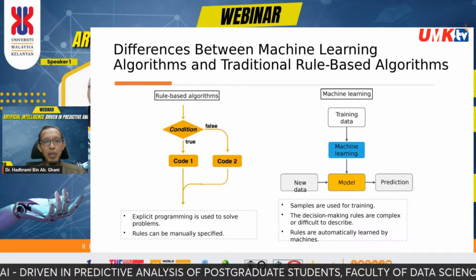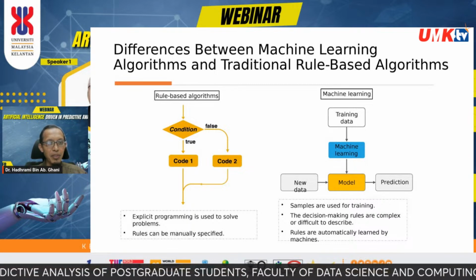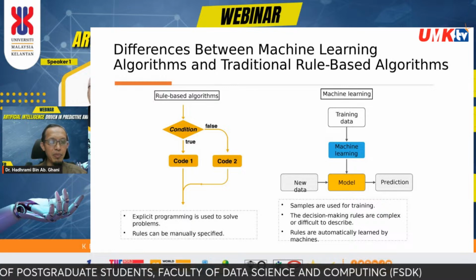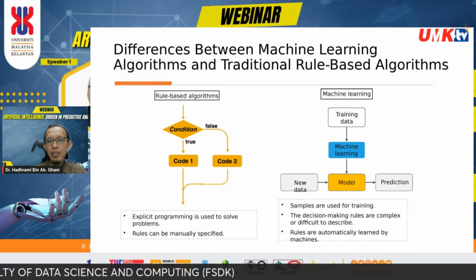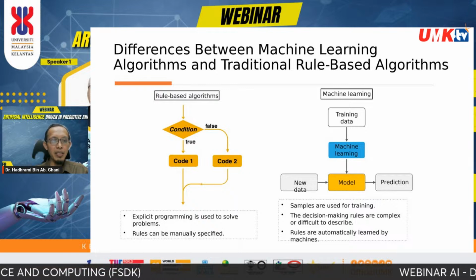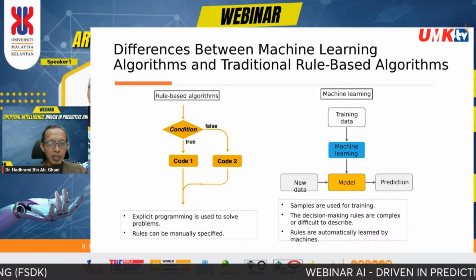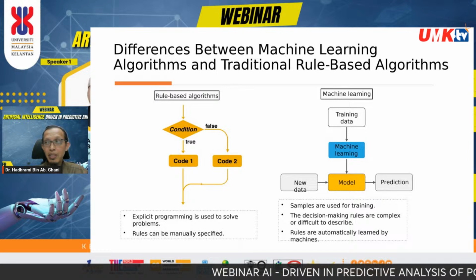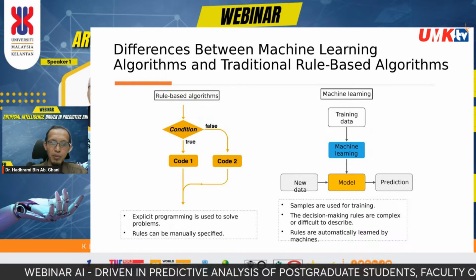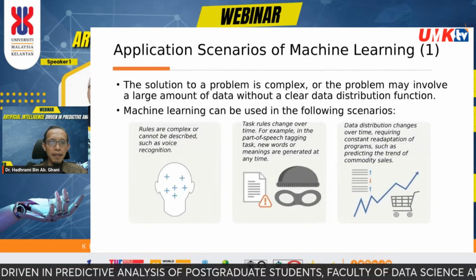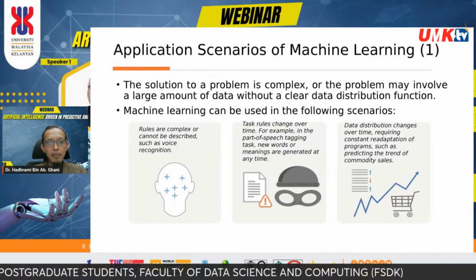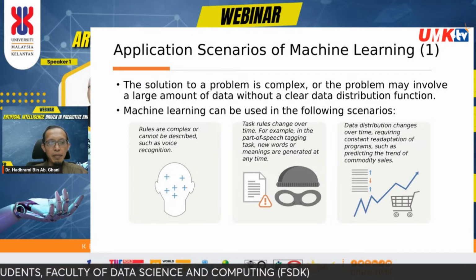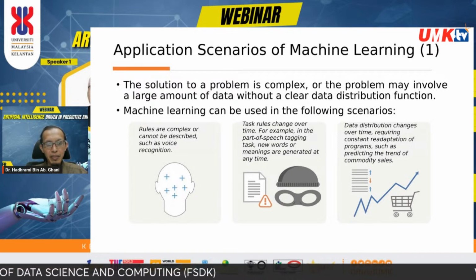For simple problems in our life, actually, we don't need machine learning. We just need simple rule-based algorithms, which are not necessarily machine learning algorithms. But for more complicated problems, we can use machine learning, and we know that machine learning covers a lot of models, including deep learning and so on. So this is a list of examples of problems that we can solve by using machine learning.